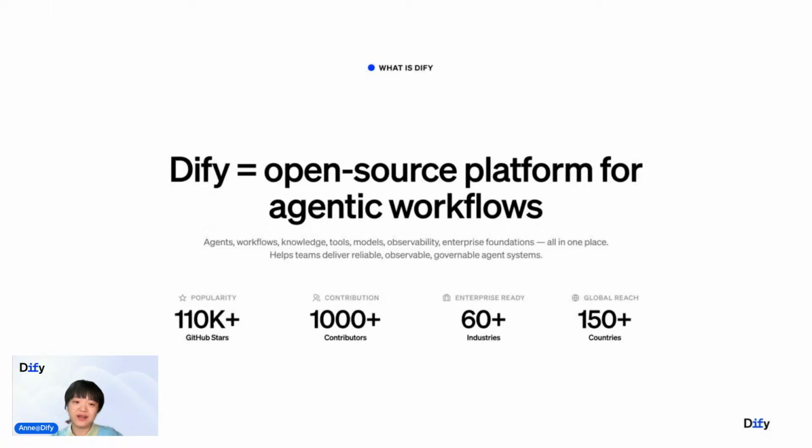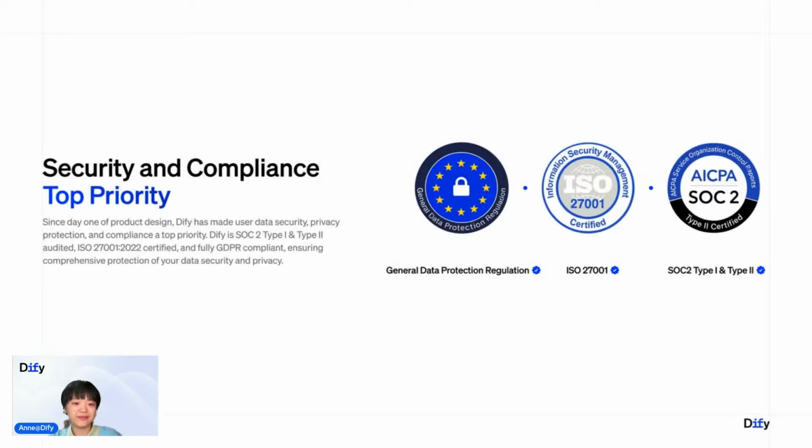So what is Dify? Dify is an open source platform for agentic workflows. You can build agents, workflows, RAG pipelines with tools, models, full observability, and it is a reliable enterprise foundation all in one place. We are here to help teams deliver reliable, observable, governable agent systems. And these are several achievements we've got so far. We're so honored to be one of the top 100 open source projects on GitHub right now. And security and compliance have always been our top priority, as you can see on this slide.